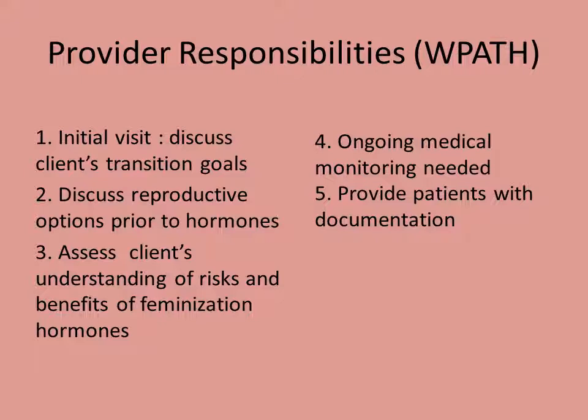Practitioners are cautioned that the risk of hormone therapy increases with higher doses, especially doses exceeding supraphysiological levels. Health risks related to feminization hormones include hypercoagulability, leading to deep vein thrombosis and pulmonary embolism, depression, mood swings, prolactinemia, elevated liver enzymes, migraine headaches, and decreased insulin sensitivity.